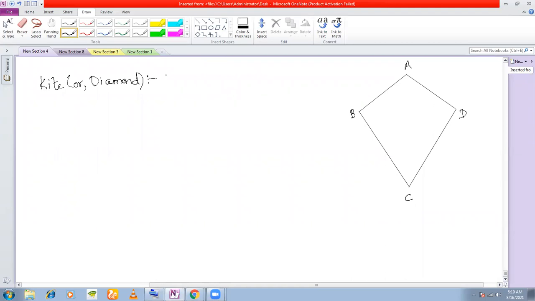Any quadrilateral in which the adjacent sides are equal.